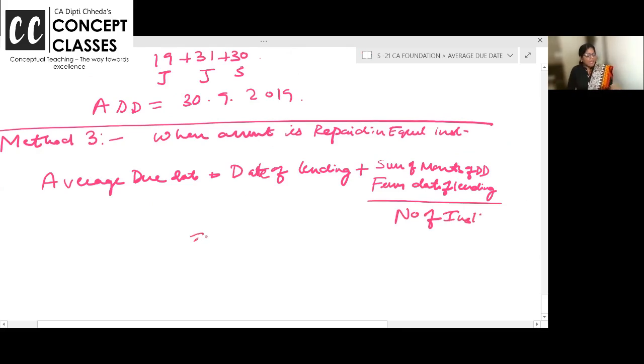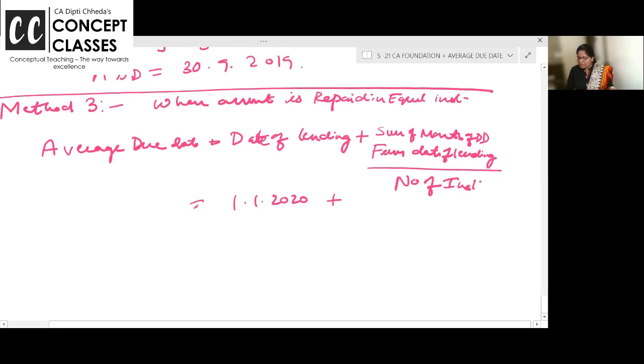Now what is date of lending? Which day I have given you loan? 1st January 2020. You are going to repay in 5 installments. Sum of years or months? Months, let's take. Sum of the months. So you are going to repay the first installment after 12 months. Yes or no? Read the problem, dear students.